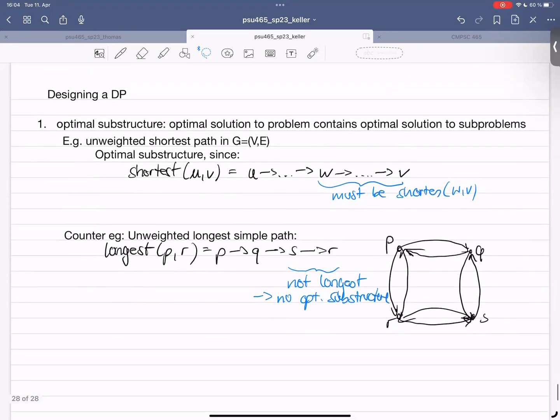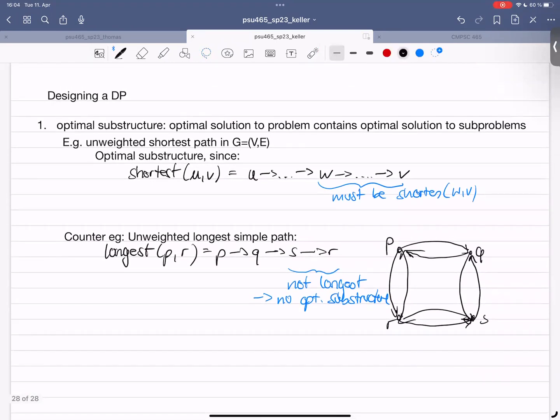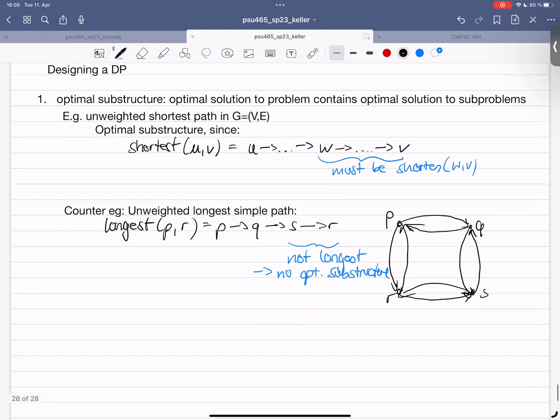Okay, quick recap to designing a DP. So here's what I forgot. The second part, after having this optimal substructure problem, is to have overlapping subproblems. Let me just show you what that means. It's an important property that we are exploiting in speeding up this computation using dynamic programming. So that's called overlapping subproblems.